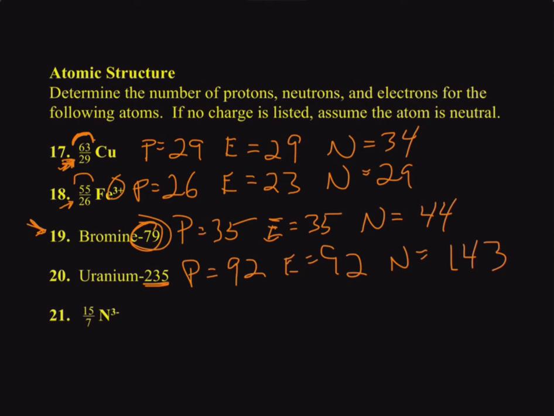Last one, it's nitrogen, which is atomic number 7, so 7 protons. The electrons, it's got a -3 charge. Negative charge means there's extra electrons, and in this case there are 3 extra electrons, so a total of 10, because a neutral atom would have 7. So every time you add a negative onto an ion, it means you're adding an electron. So 7 protons, 10 electrons. Overall, it's a charge of -3. And then the number of neutrons is 15 minus 7, which is 8.